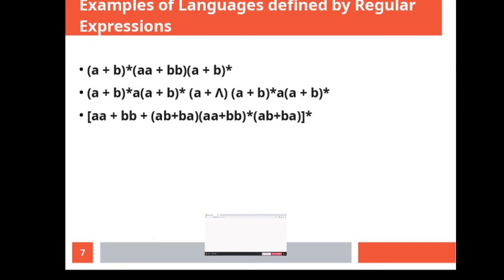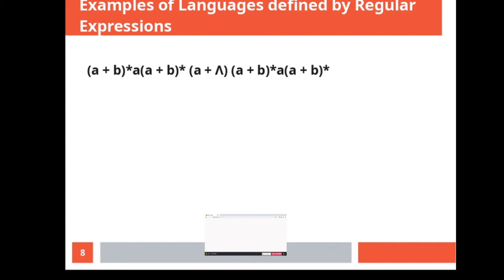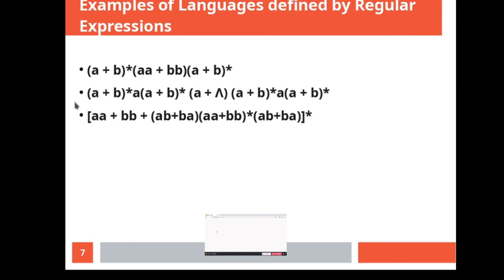Here are a few interesting examples that you will come across. If I say (a+b)* (aa+bb) (a+b)*, the (a+b)* parts are arbitrary, which could be null or any possible string of a's and b's. But what is important to note is that this language should contain at least a double a or a double b, because of the plus. So you should have at least a double a or double b, and in front of and after it you can have any arbitrary string of a's and b's.